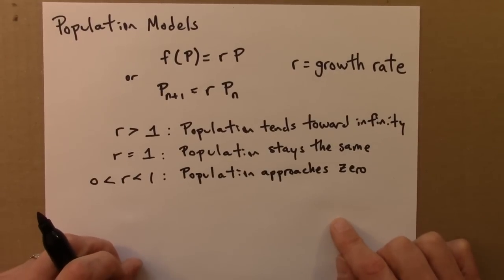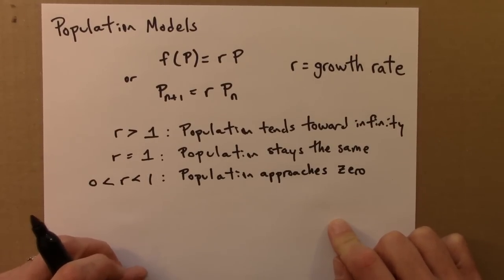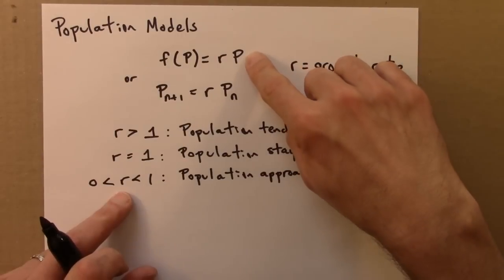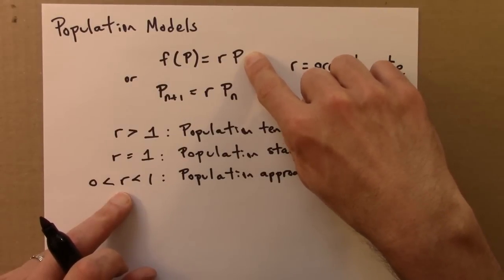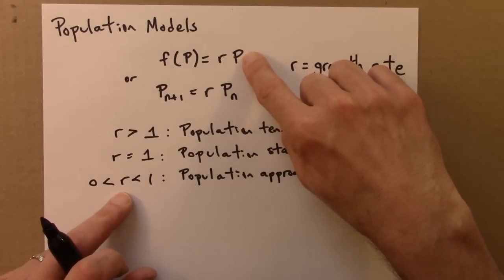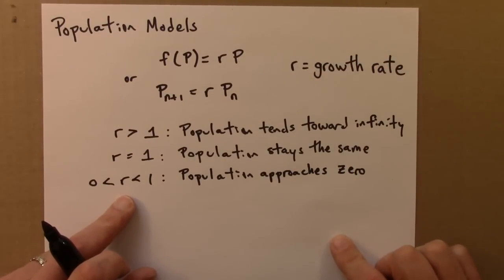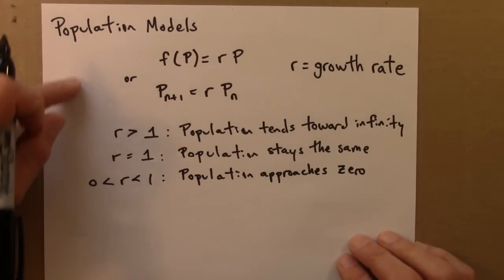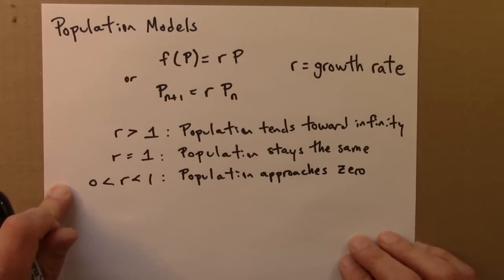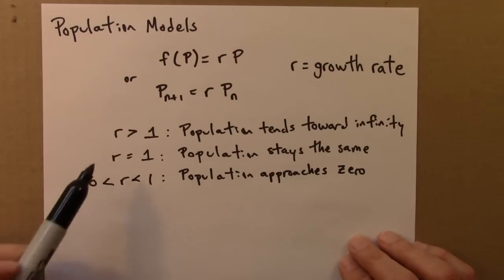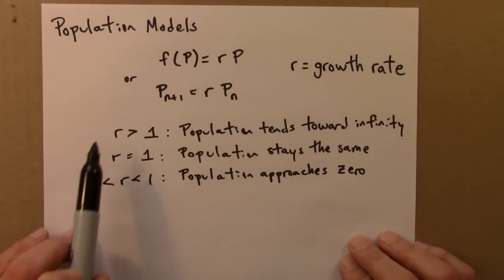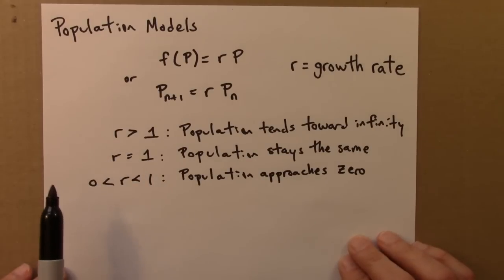And in this model, since we're thinking about populations, we'll keep r and p always positive. So we won't worry about negative p or negative r. This is a very simple model of population growth. It's not very realistic, but it's a starting point. And note that it has three very different behaviors depending on the three different r values.